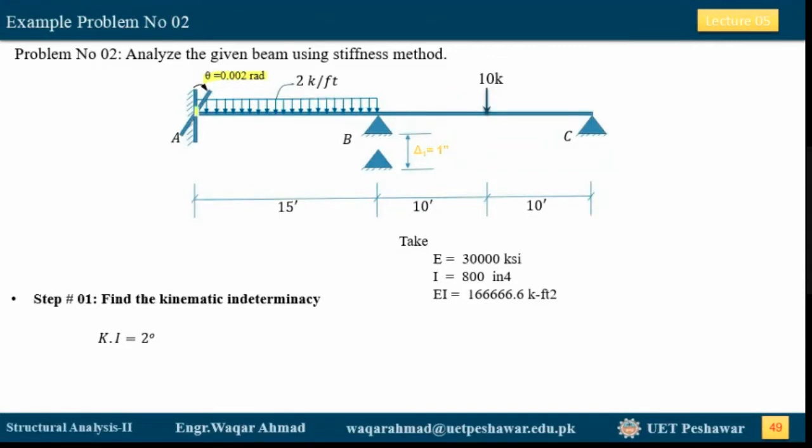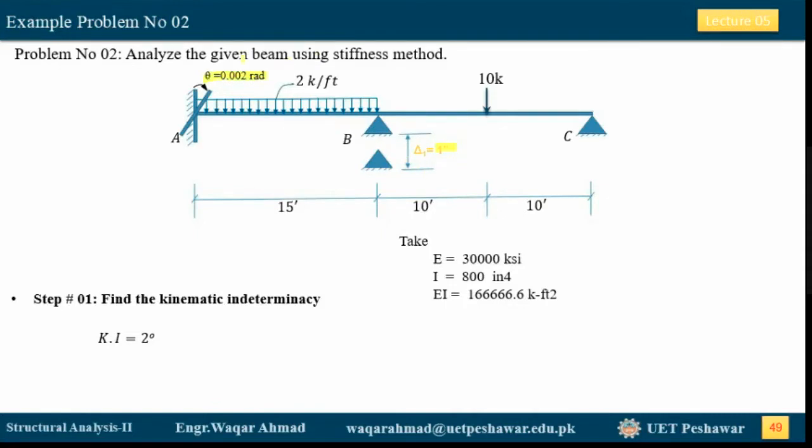In other words, this fixed support at A rotates clockwise by a magnitude of 0.002 radians. Whereas this support at B settles down by an amount of 1 inch. So now, how can we incorporate the effects due to this rotation and this translation in our analysis? We will be looking at this in quite detail in this problem.